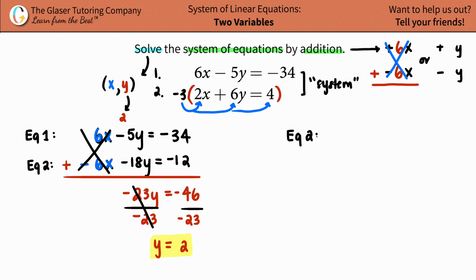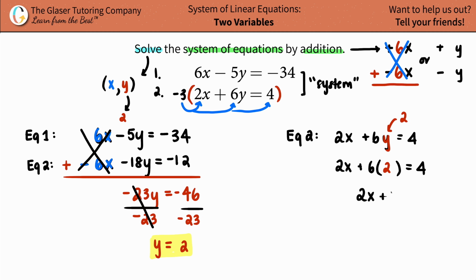So equation 2 is 2x plus 6y equals 4. We're going to plug in whatever that y value was. It was 2. So here we go. 2x plus 6 times that value equals 4. The value was 2, right? So 2x plus 12 equals 4.